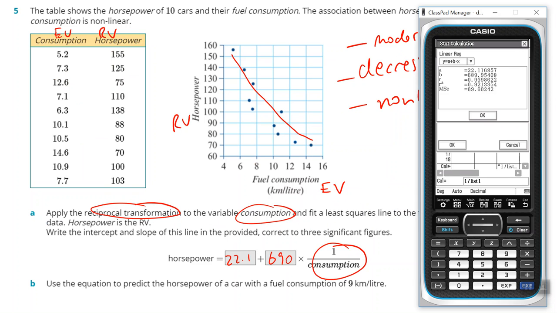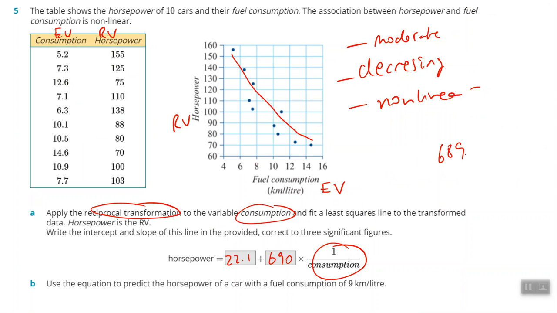So 689.95. I want 3 sig figs, so the first non-zero number from the left is 6. Second, third, that's 3 sig figs. But you're rounding up. So if you round up a 9, it becomes a 10. So what happens is the 8 gets rounded up, 6 to 9, and this becomes a 0 like that. So 690.